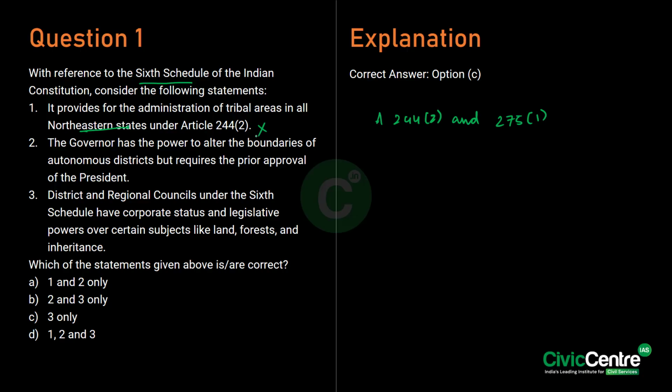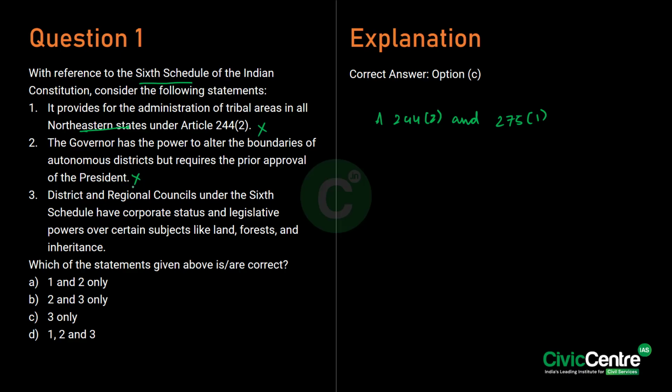Now moving on to, what does this schedule do? It establishes autonomous district councils and regional councils, granting them legislative, executive and judicial powers over the land, forests, inheritance and village governance. So the governor in this case has discretionary powers to alter the district boundaries, approve laws and oversee finances, but does not need the president's prior approval to do it. Hence the second statement is also wrong, right?